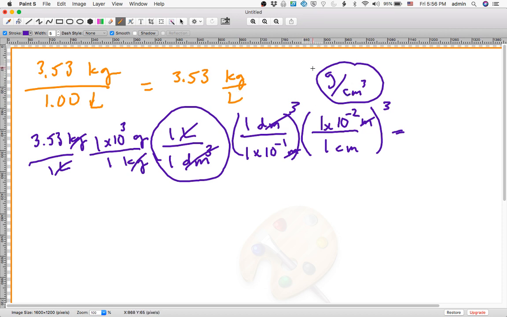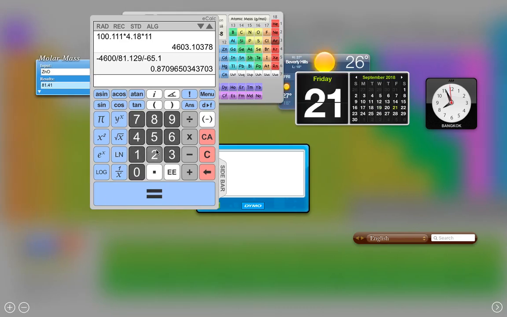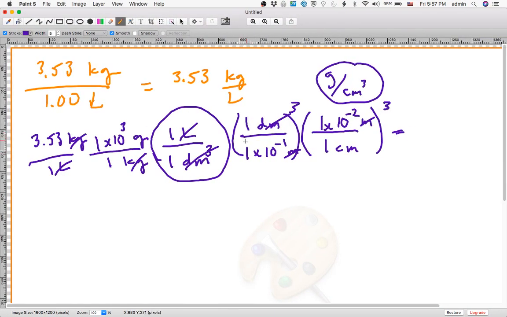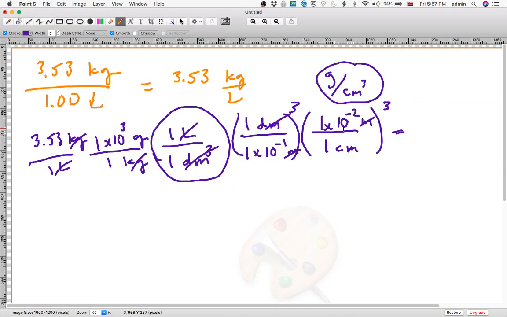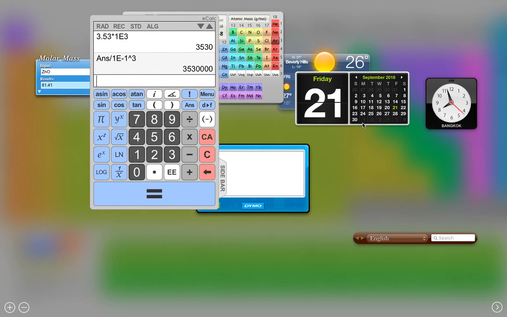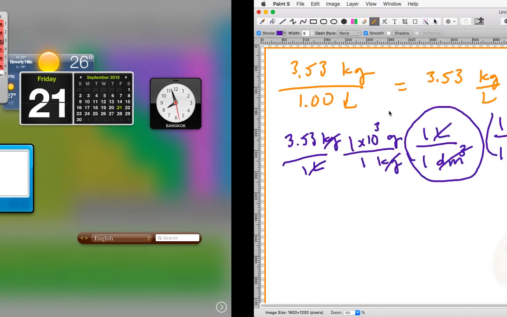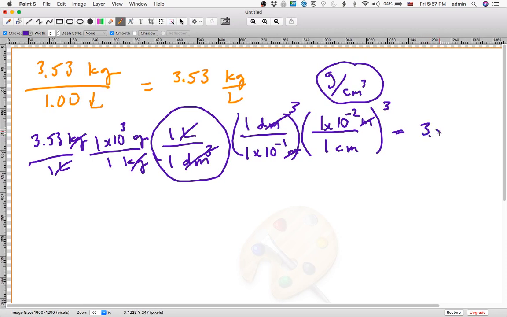Let's see if that works. 3.53 times 1e3, divided by 1e negative 1 cubed, and that's times 1e negative 2 cubed. And yes, that's still 3.53. So this is 3.53 grams per centimeter cubed.